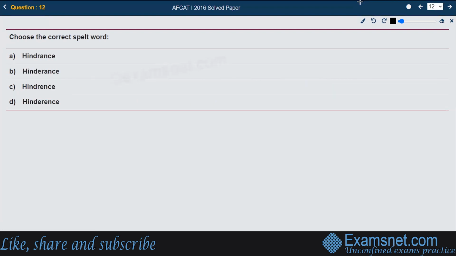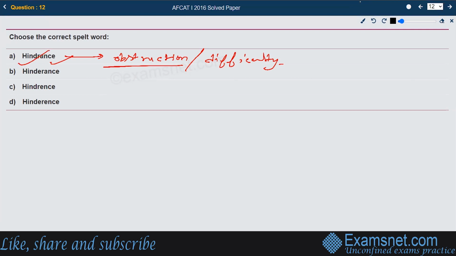We have to again choose the correct spelled word, and the right answer is hindrance. This is the right one, option number A, hindrance. Okay, the word hindrance means obstruction or any difficulty. That is the meaning of this word, but the meaning is not asked here. They have asked for the spelling, and that is the right spelling, hindrance.